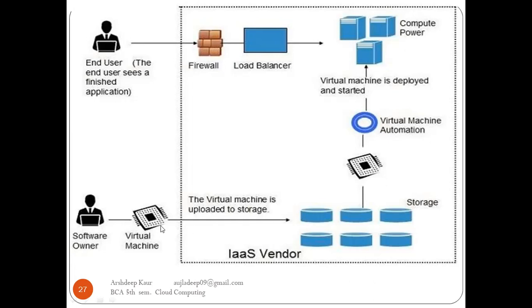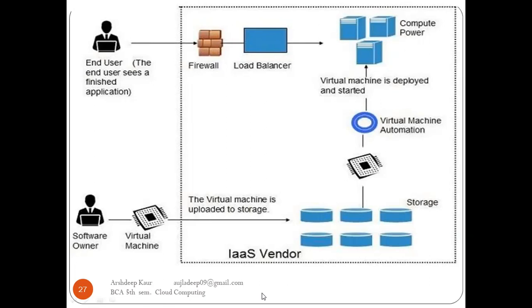Now the software owner has a virtual machine. Then the virtual machine is uploaded into storage media, and after that we do the virtual machine automation. Then the virtual machine is deployed and started. Once it is automated, it starts its working. Then it has compute power. So this is the diagram of infrastructure as a service.